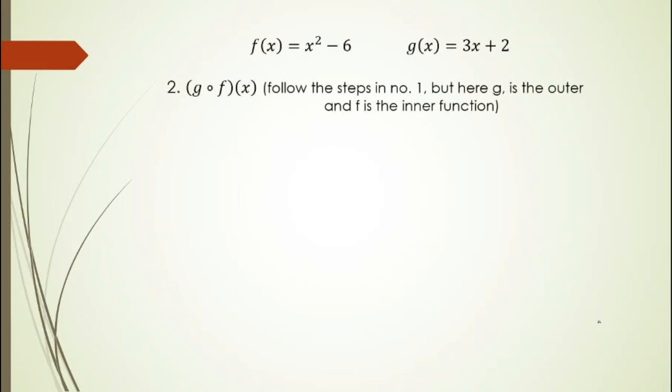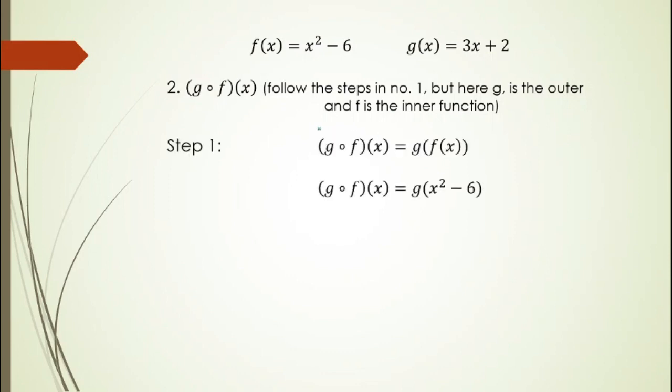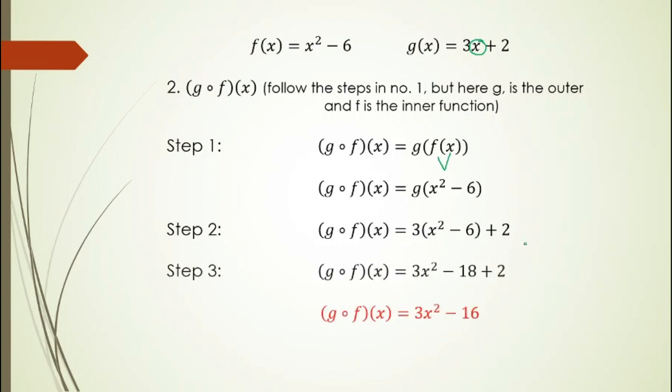Next, for the number 2, we have g of f of x. So, we need to follow the steps in number 1. Pero dito, g is the outer and f is the inner function. So, baliktad naman. So, our f of x is equal to x squared minus 6. So, nasa labas si g. And then, nasa loob si f. Then, after that, substitute mo si x squared minus 6 sa x. So, magkakaroon tayo ng 3 times x squared minus 6 plus 2.